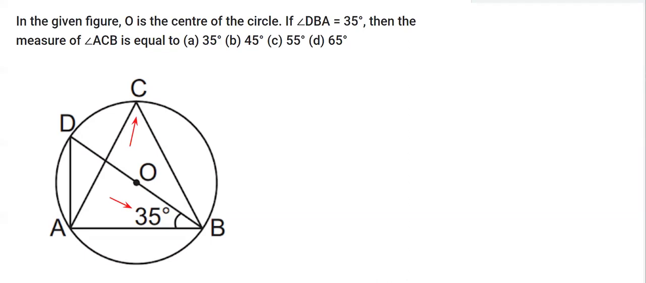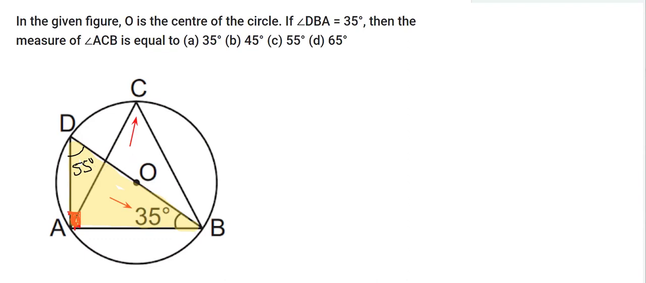As you know that angle in a semicircle is a right angle, so we can say this angle is 90 degrees. In this triangle, we know the value of two angles: one is 90, another is 35. So by the angle sum property, we can get the measurement of the third angle, and it should come as 55 degrees.